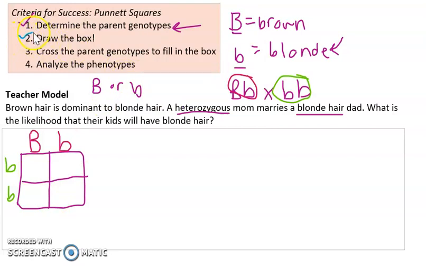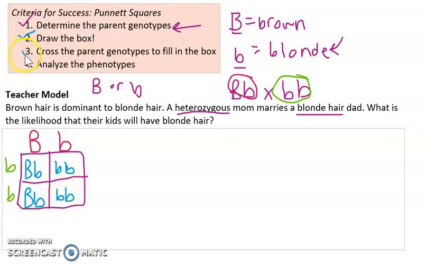So I drew the box. Now I have to cross the parent genotypes to fill in each of these 4 boxes. This box right here has crossed the big B and the little b. This box has a big B from mom and a little b from dad. This box has a little b from mom and a little b from dad. This third box has a big B from mom and a little b from dad. Last but not least, this box has a little b from mom and a little b from dad.